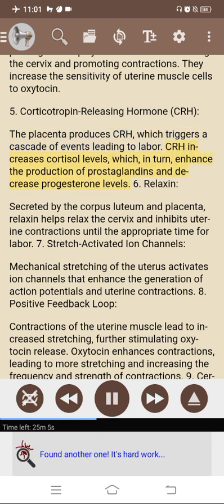CRH increases cortisol levels, which, in turn, enhance the production of prostaglandins and decrease progesterone levels. 6. Relaxin. Secreted by the corpus luteum and placenta, relaxin helps relax the cervix and inhibits uterine contractions until the appropriate time for labor.